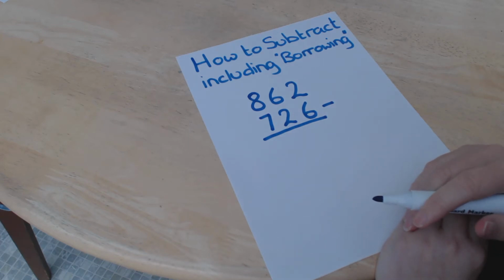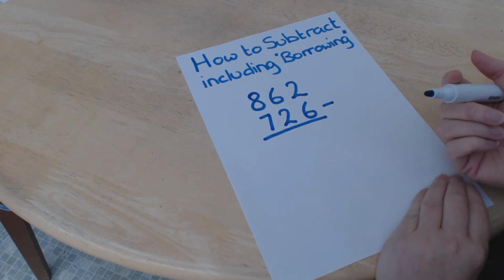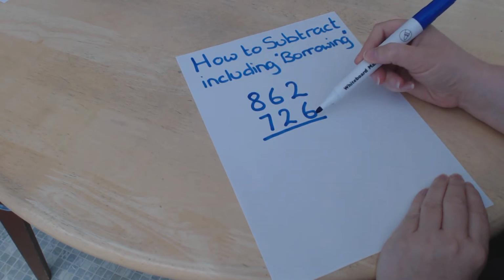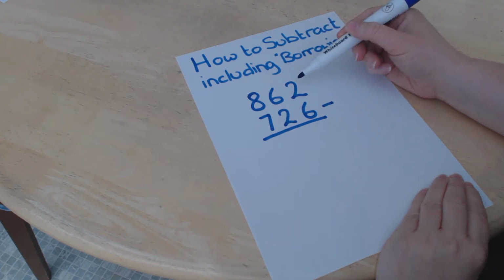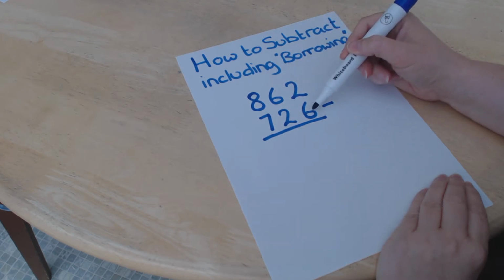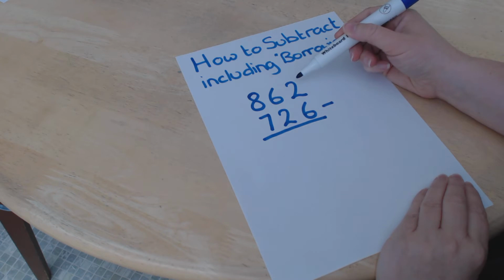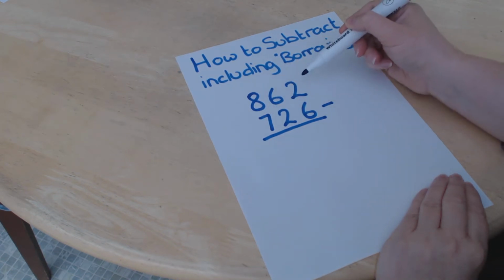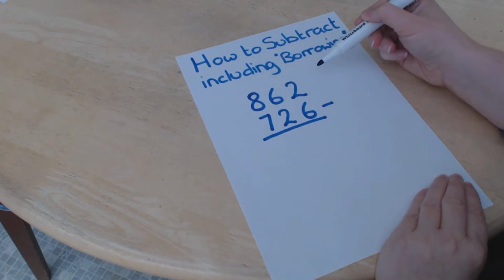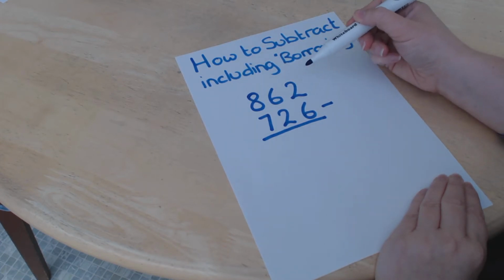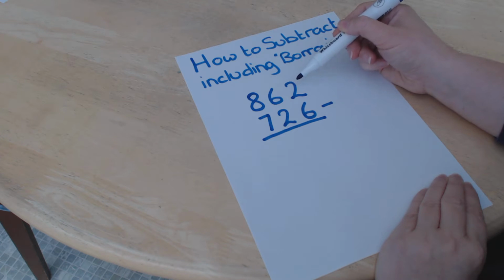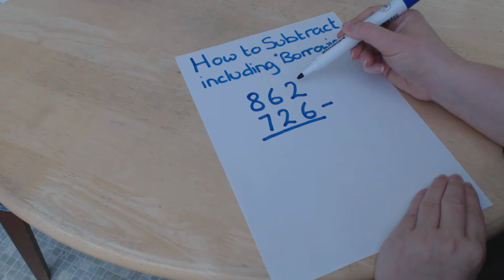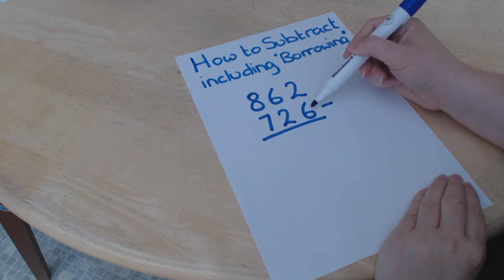Let's look at how to subtract, including borrowing. So we start at the units end of the answer, and we always have to take the number on the bottom away from the number on the top, because the overall number on the bottom is smaller than the overall number on the top, even if some parts of the top number are smaller than the number immediately below them. So it's always the top minus the bottom.